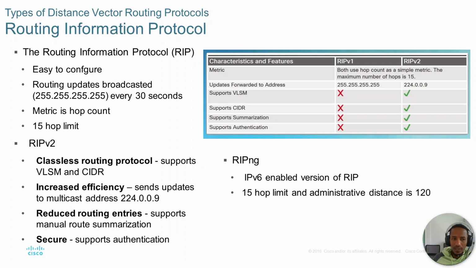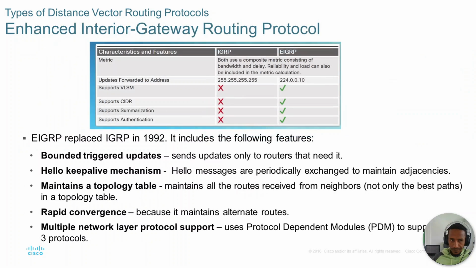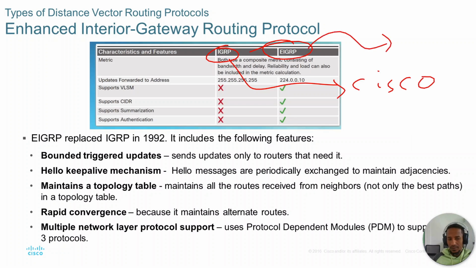So there is some difference between RIP and RIP version 2. We said RIP is classful. What about RIP version 2? It's classless. So from most perspectives, RIP version 2 has the advantage of being classless. And the same with EIGRP. This is Cisco proprietary. It's owned by Cisco.